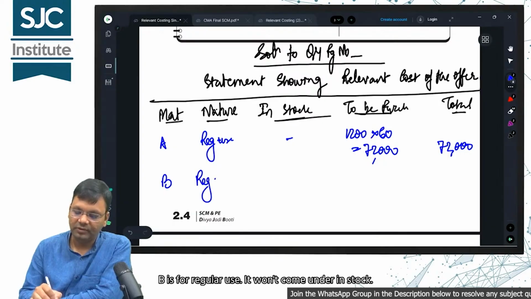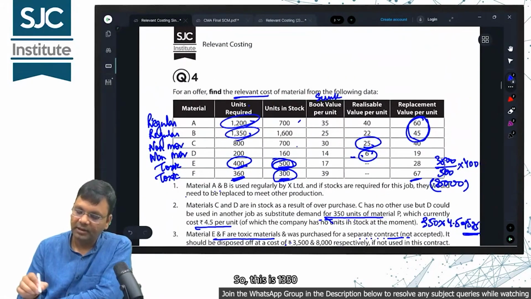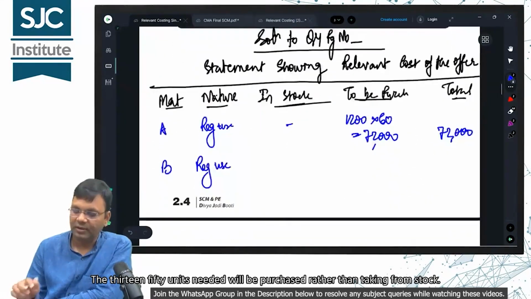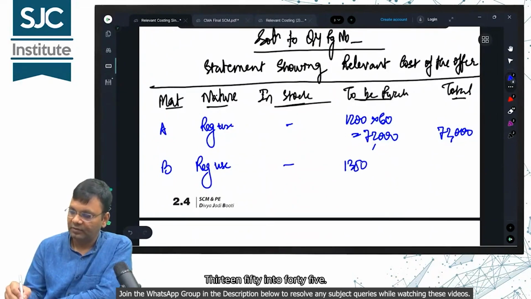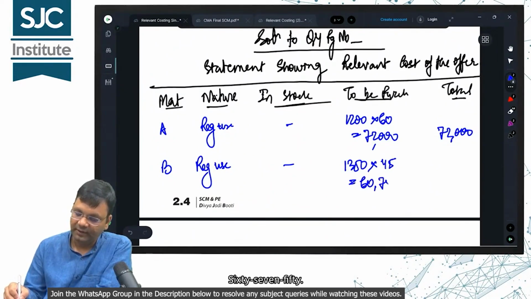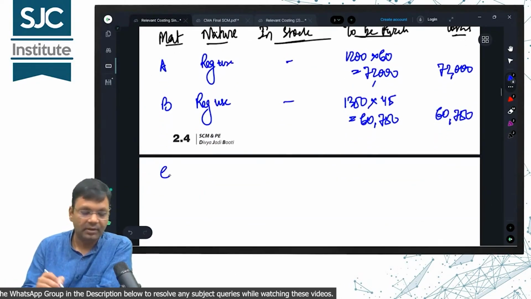B is for regular use. It won't come under in stock. Forget in stock. So this is 1350. The 1350 units needed will be purchased rather than taken from stock. 1350 into 45 is 6750. The total is 6750.